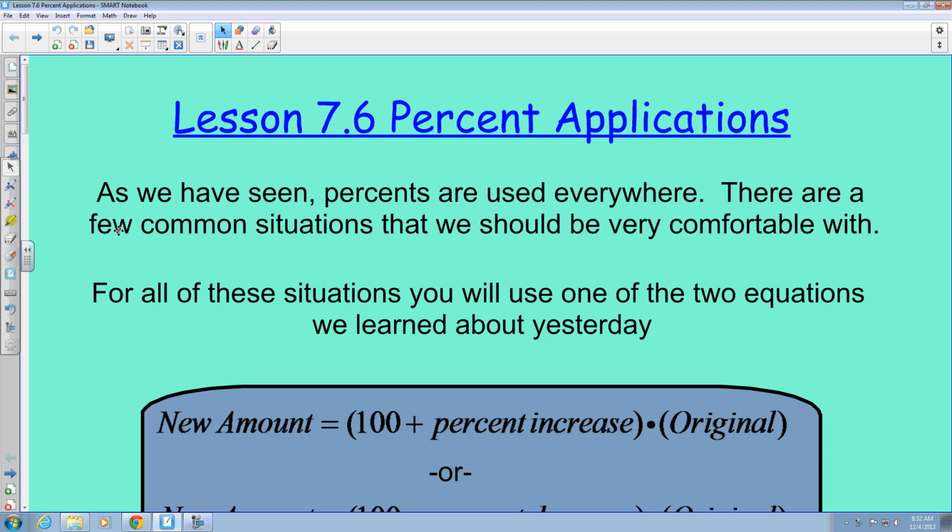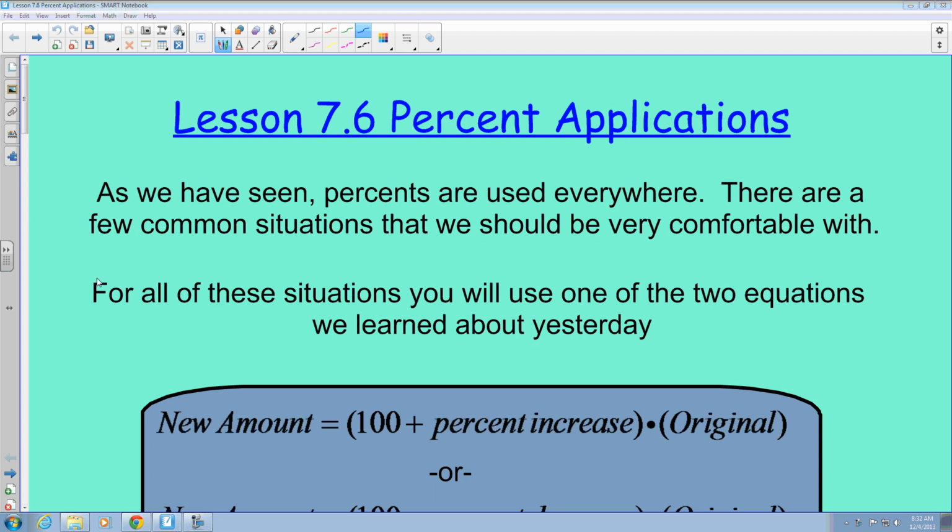All right. We're in section 7.6 where we're going to use percent applications. As it's read, we have seen percents and they are used everywhere. There are a few common situations that we should be very comfortable with in solving these. In all these situations, you will use one of the two equations we learned from section 7.5.